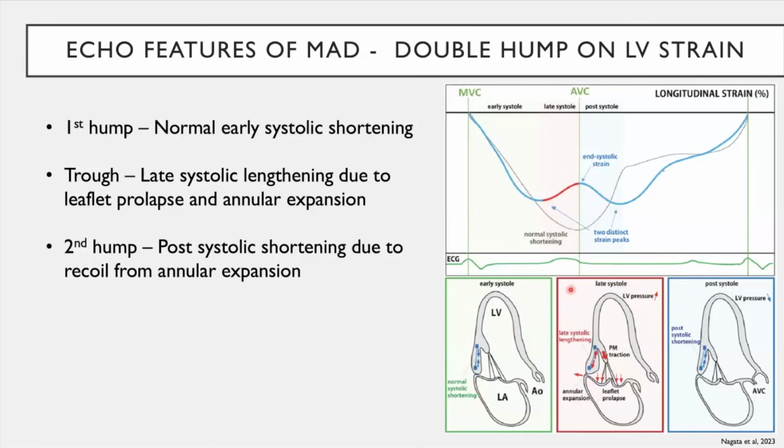However, post-systole, you've created some potential energy by that annular expansion and leaflet prolapse, and now you get a recoil effect at the end of systole, which gives you another peak in early diastole, or just after systole. Classically, you may see a double hump finding there.